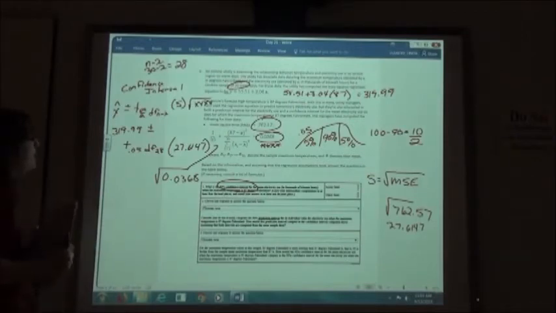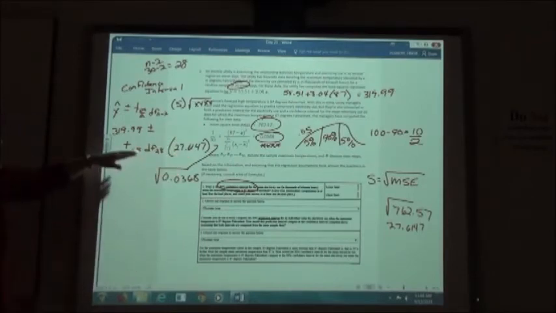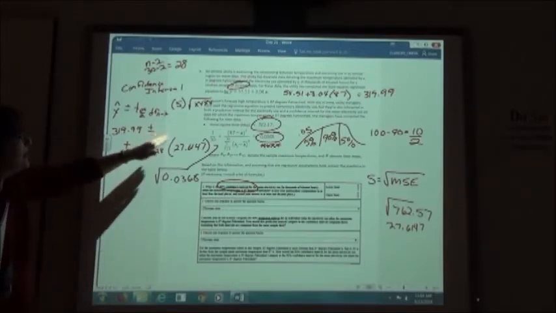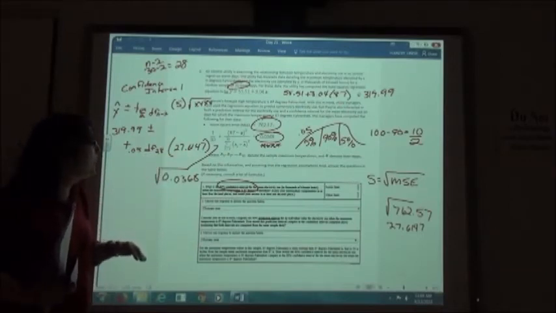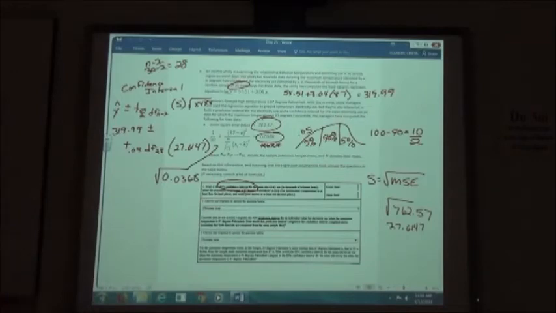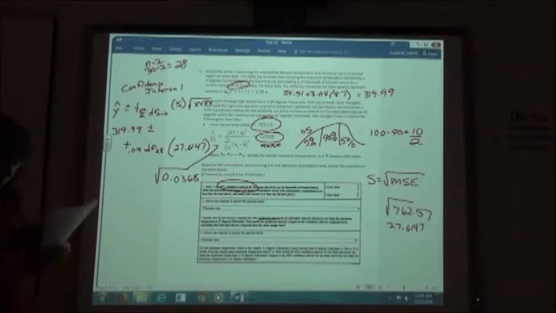So on your Alex calculator, again, all this should go in one line. I just don't have room to write it here. 319.99, plus or minus, T sub 0.05 with a degree of freedom of 28, times 27.6147, times the square root of 0.0368. Now again, depending on rounding, you may get a slightly different number, but it should be pretty close.